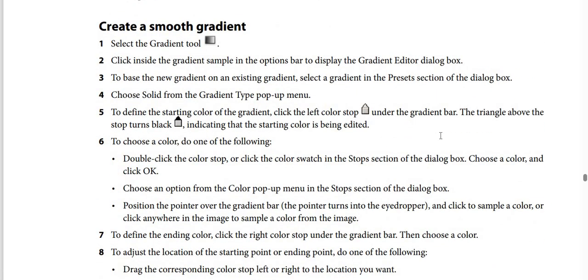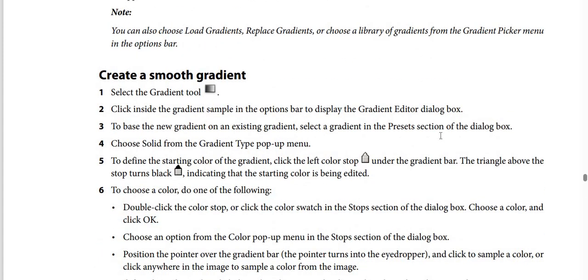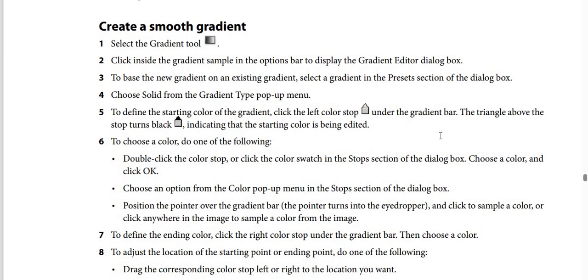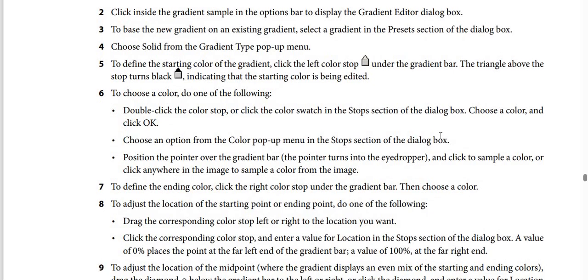And how to create a smooth gradient? We have options again here now. Step number one, select the Gradient tool. Step number two, click inside the gradient sample in the options bar to display the gradient editor dialog box. Step number three, to base the new gradient on an existing gradient, select a gradient in the presets section of the dialog box. Step number four, choose Solid from the gradient type pop-up menu.